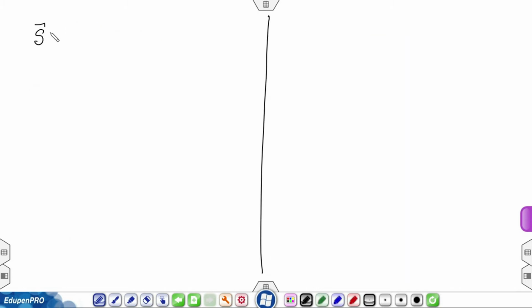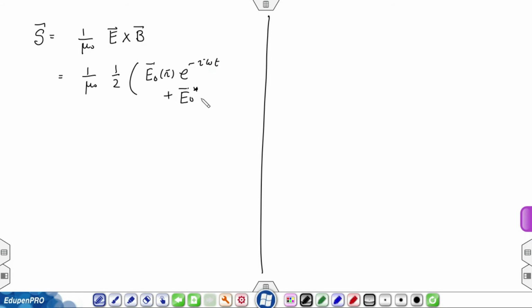So, let us write S, which is 1 over mu_0 E cross B, which is going to be equal to 1 over mu_0 times [1/2 (E_0(r) e^{-iωt} + E_0*(r) e^{iωt})] crossed with [1/2 (B_0(r) e^{-iωt} + B_0*(r) e^{iωt})].